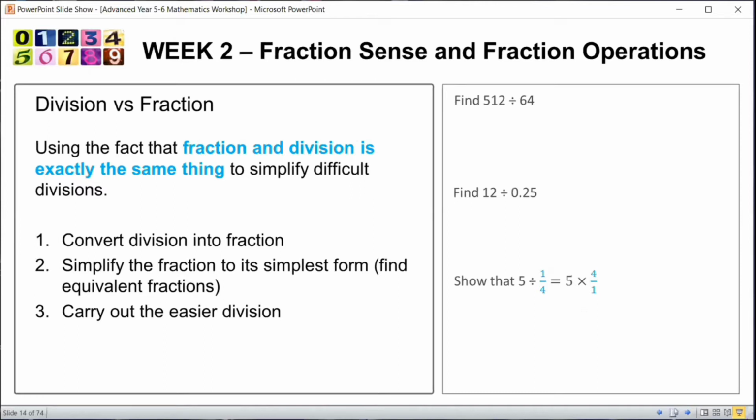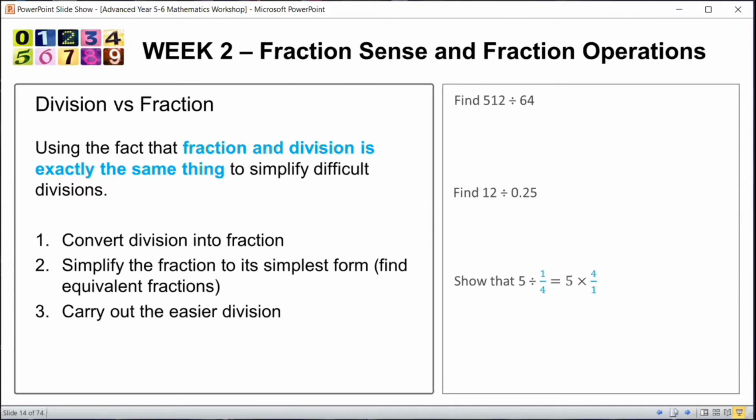Now, why is this so important? Because you use it to simplify the difficult divisions. Now, what is it? The steps are: first, you convert the division into a fraction. Step number 2, you simplify the fraction. And then step number 3, you can do the division. That makes life so much easier.